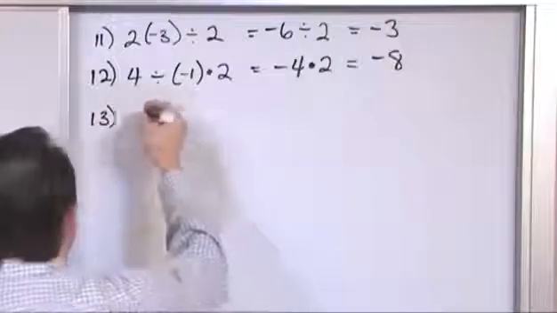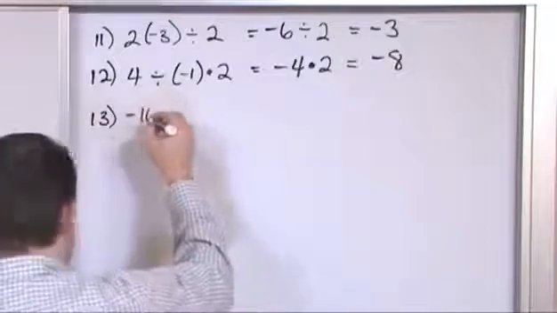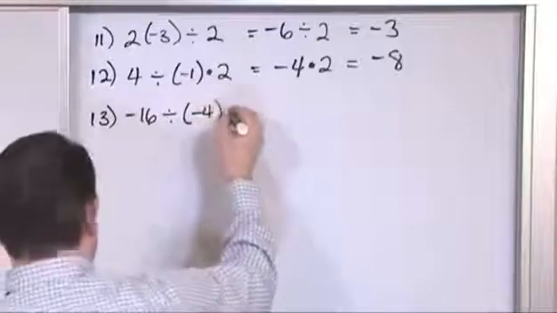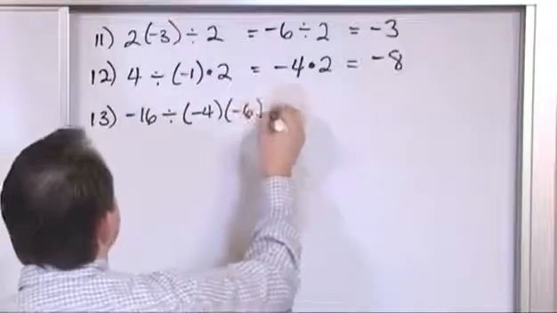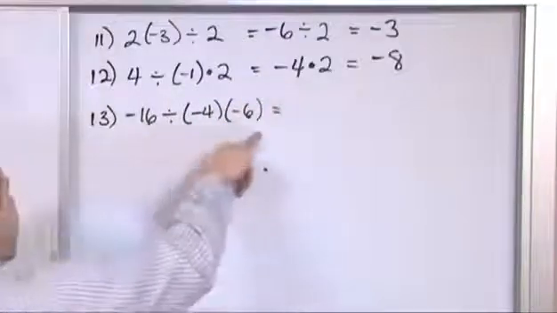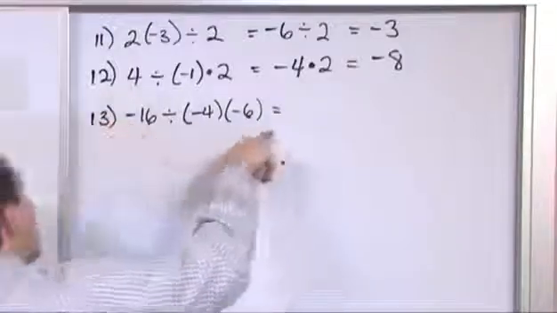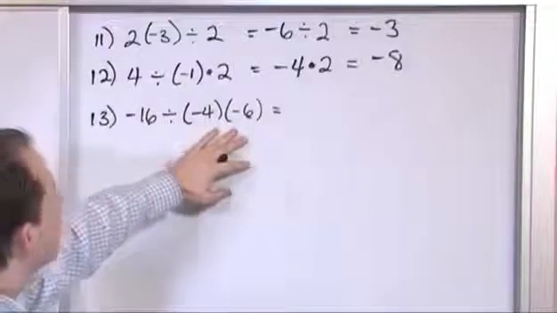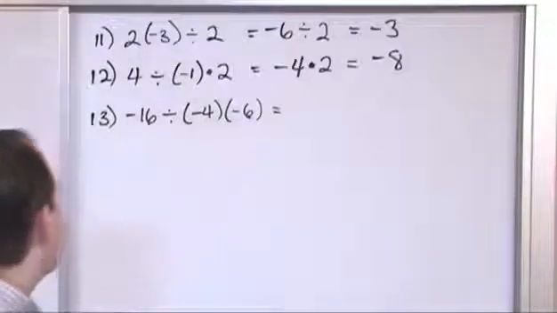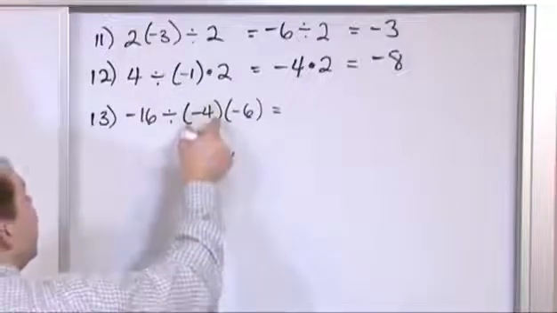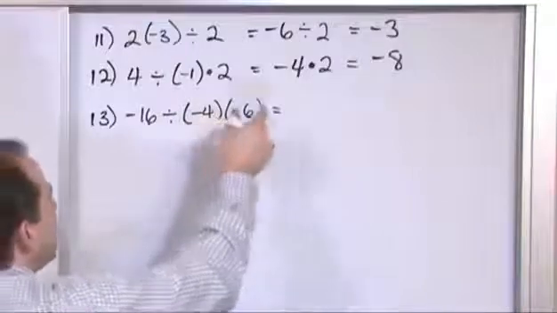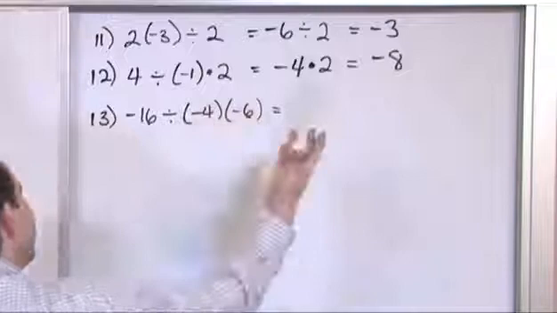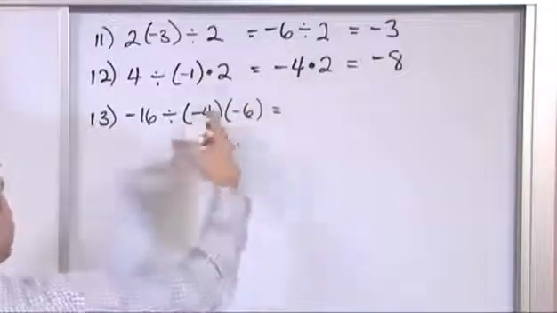Now what if we had negative 16 divided by negative 4 times negative 6? Again, you have division and multiplication, so we can start at the left and work towards the right. Now, yes, these are inside parentheses. That's true, and I did tell you to do everything inside the parentheses first, but when you think about it, the only thing inside of here is just a number. So there's nothing to really do inside of these parentheses. So we're done with that.